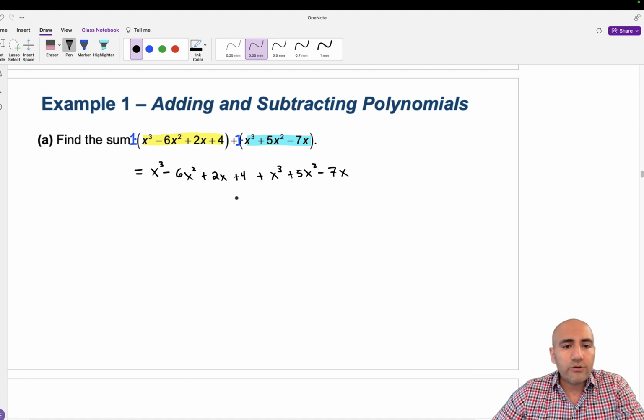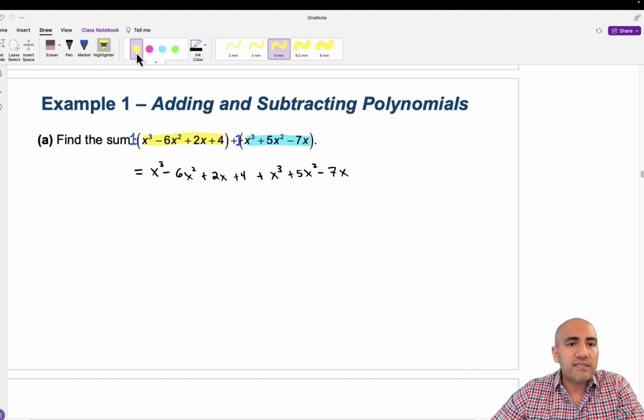And now what we want to do is bring together the terms that are like terms, right? They have the same variables and the same powers. So there's an x cubed there, and there's also an x cubed there. We're going to bring those together. There is a term that has an x to the power of 2 there, and a term that has an x to the power of 2 there. There is a term that has an x to the power of 1 there, and 1 over there. And then finally, there's this little 4 here that doesn't play with anybody.